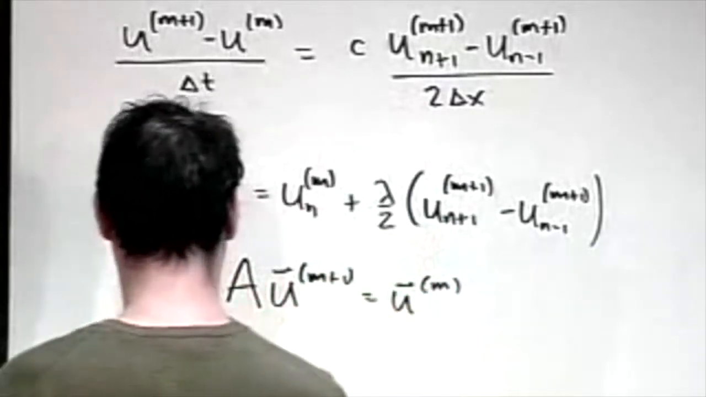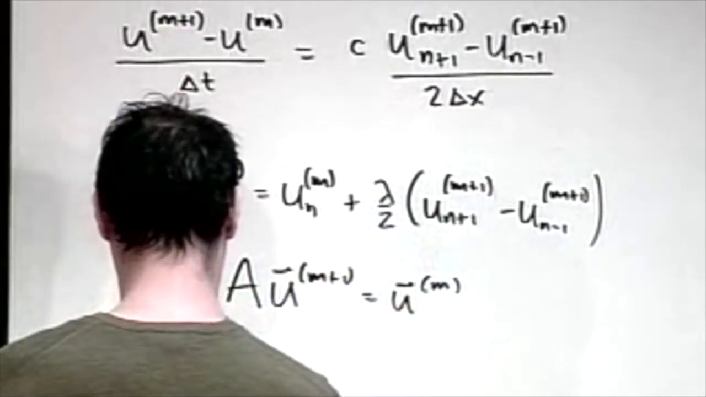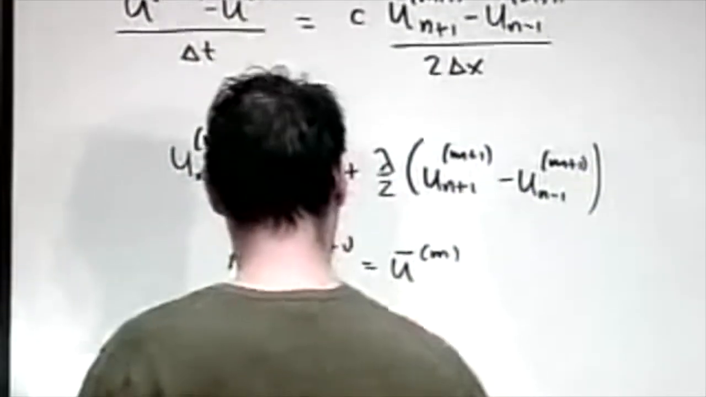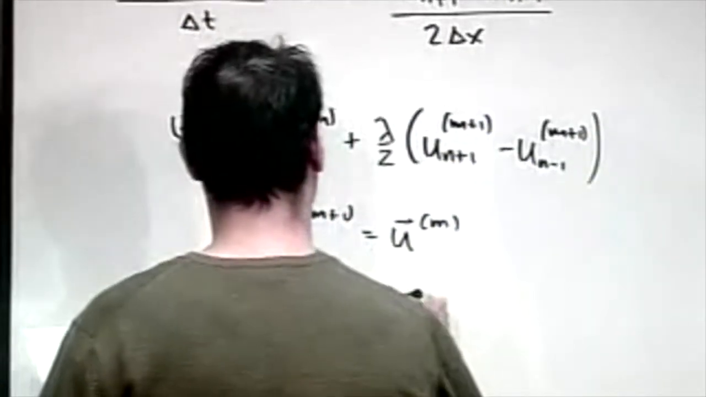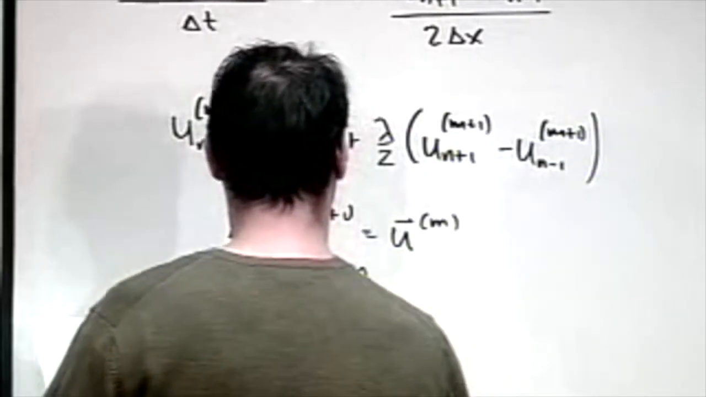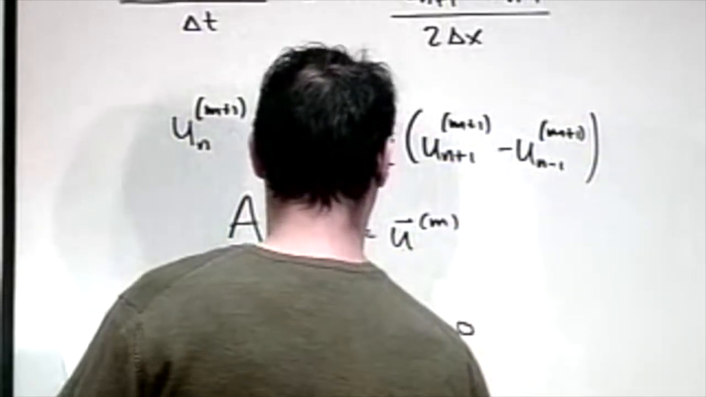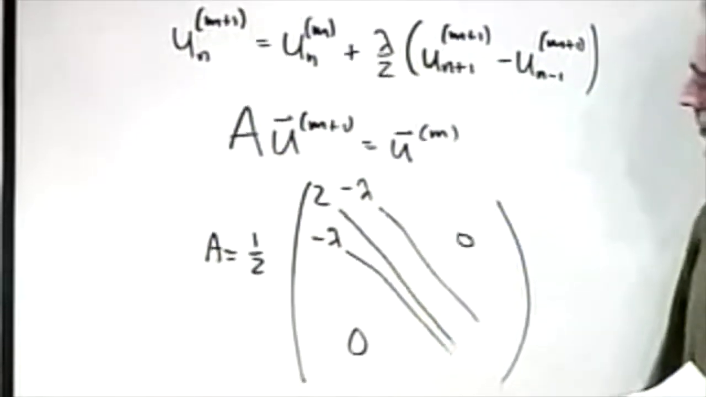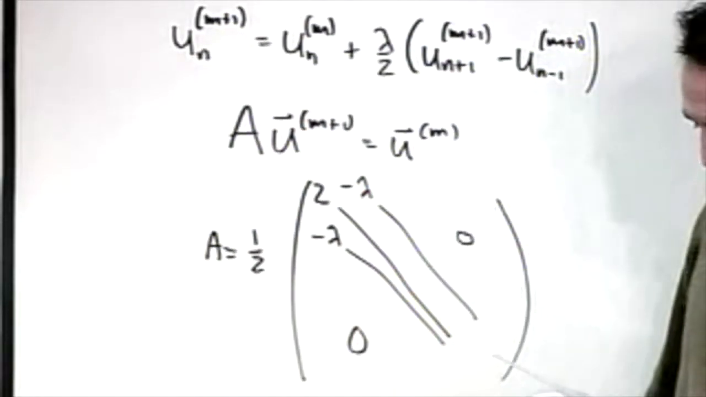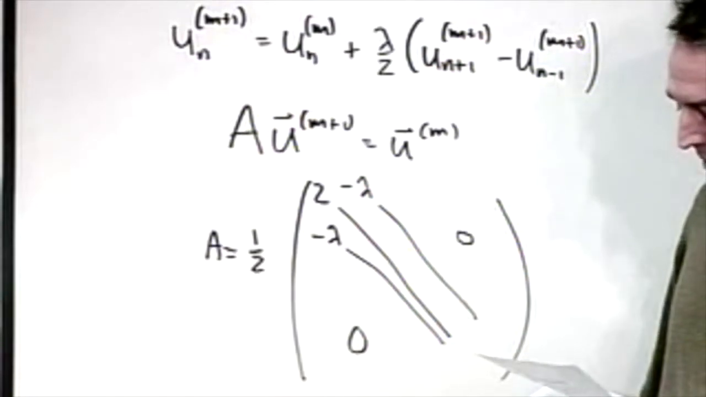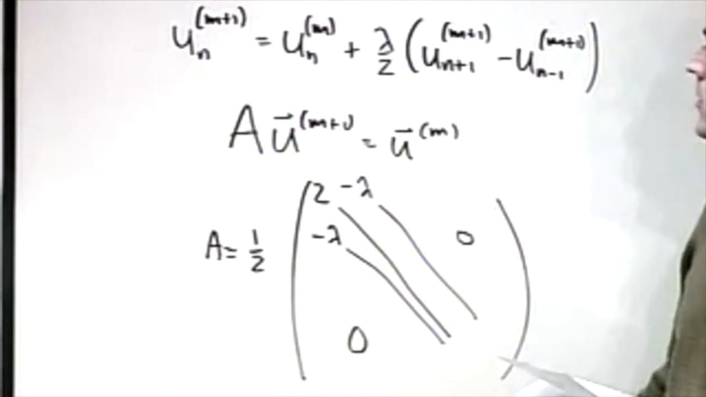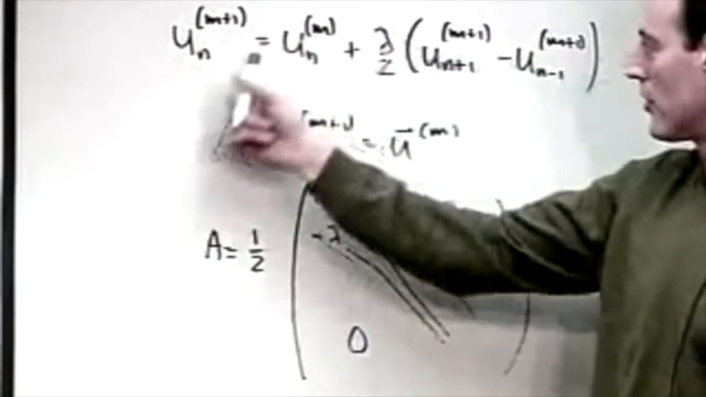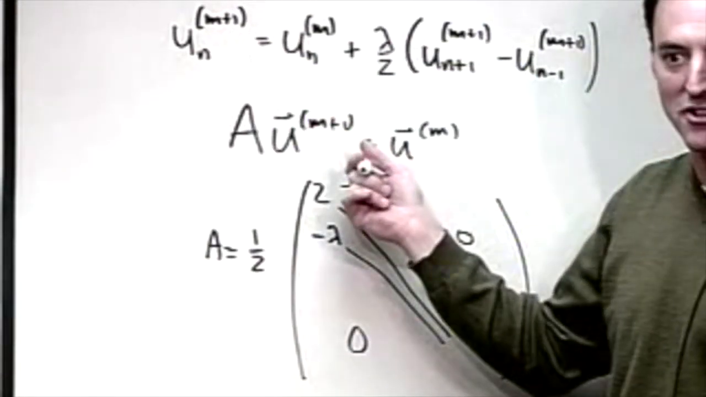Where A, okay, let me see, has negative lambdas on the off diagonal. It's something like this. This is what we find if you try to solve this. So if I want to get my future point, what I've actually got to do to solve this set of equations is solve an Ax equals b problem.